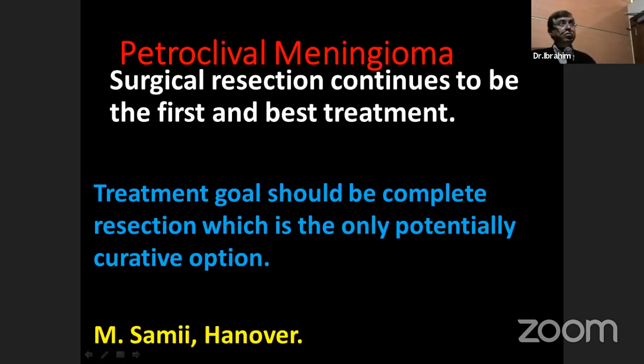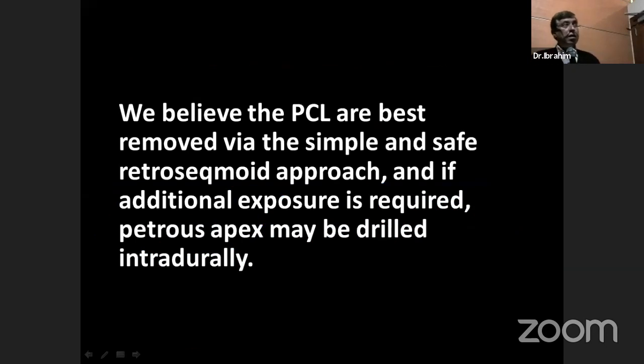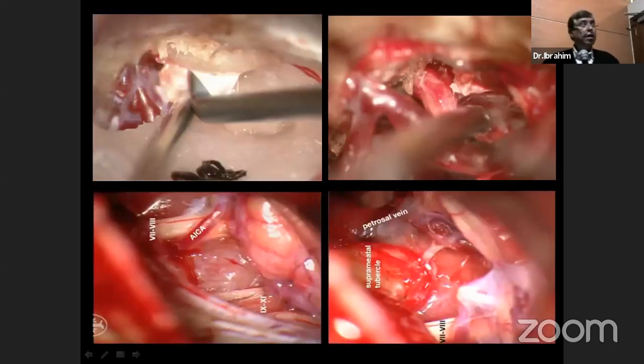Surgical resection continues to be the first and best treatment. Treatment goal should be complete resection, which is the only potential curative option. We believe, his group, that the petroclival meningiomas are best removed in the simple and safe retrosigmoid approach. He does not want to go into presigmoid and combined sigmoid. Retrosigmoid for him is enough, and I personally believe in this and adopt it. So this is the picture. Retrosigmoid, you drill the suprameatal bridge, so you see more, and you see these nerves in a good fashion.